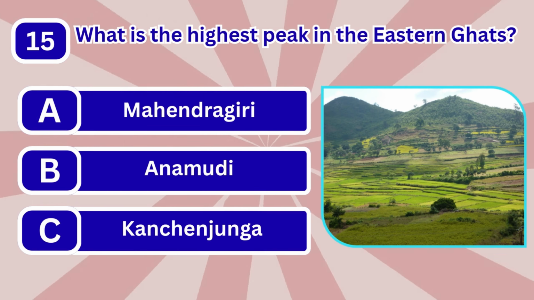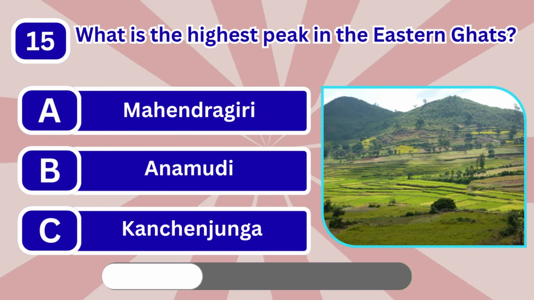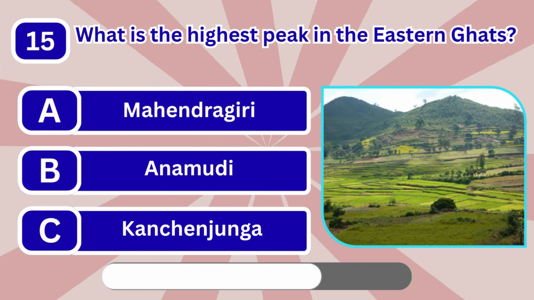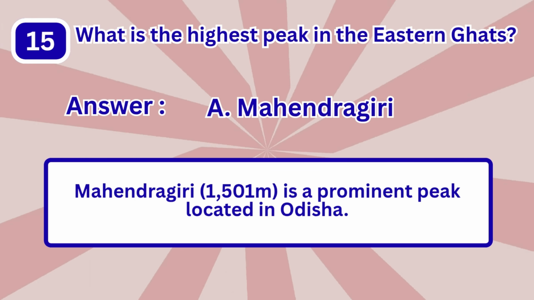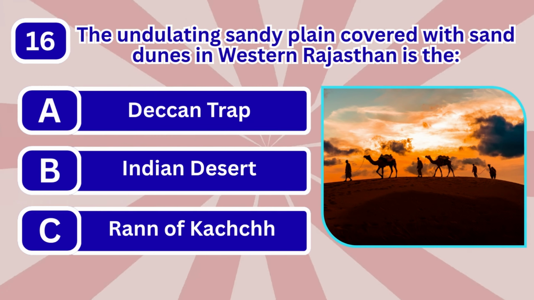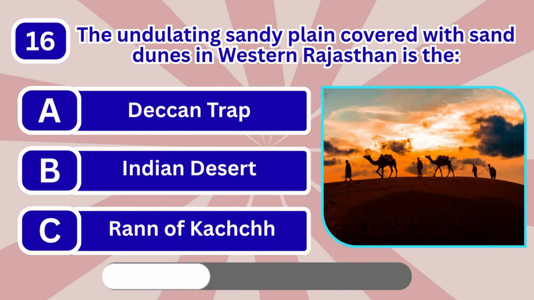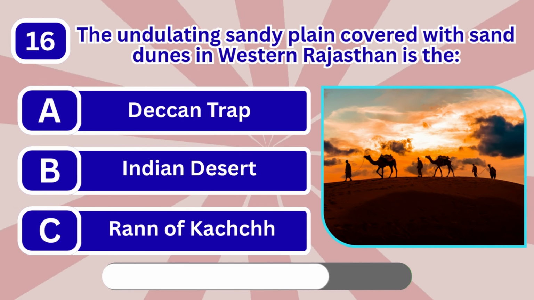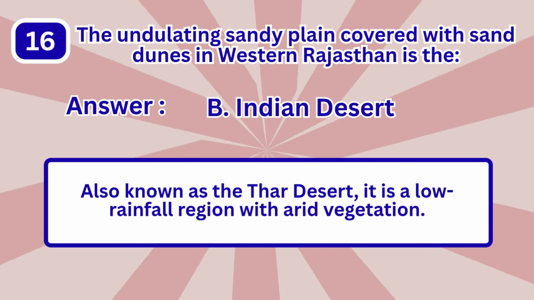What is the highest peak in the Eastern Ghats? Option A. Mahendragiri. The undulating sandy plain covered with sand dunes in western Rajasthan is the? B. Indian Desert.